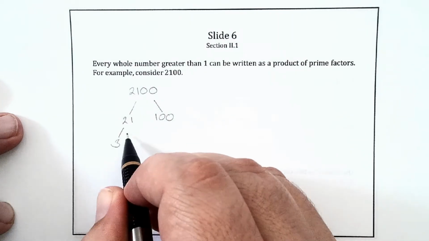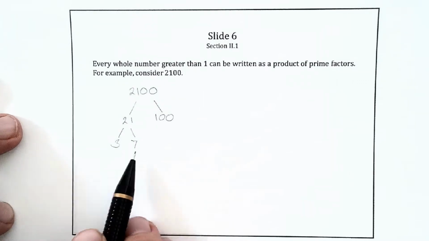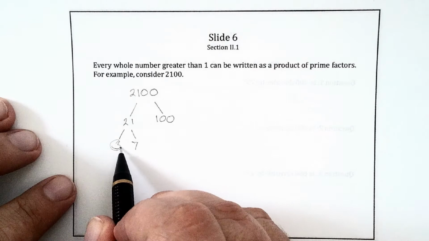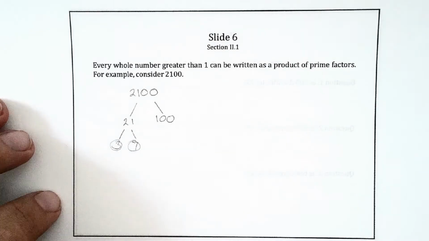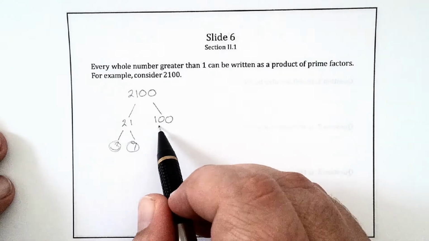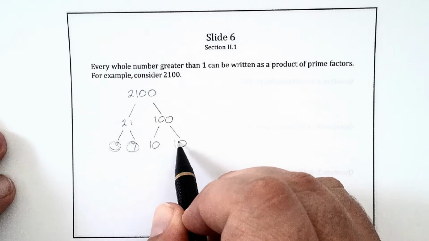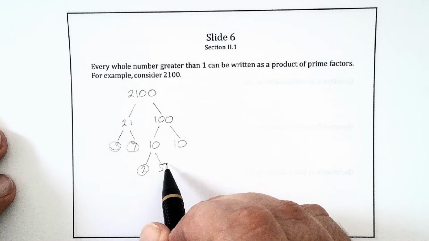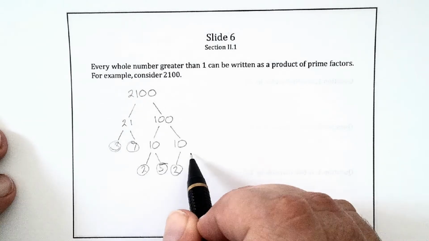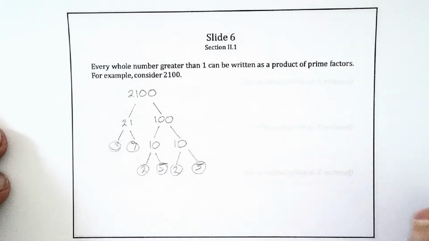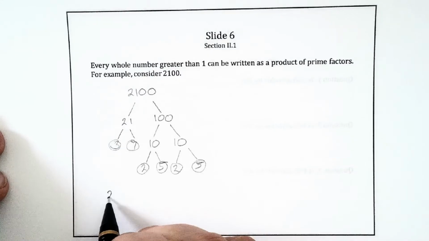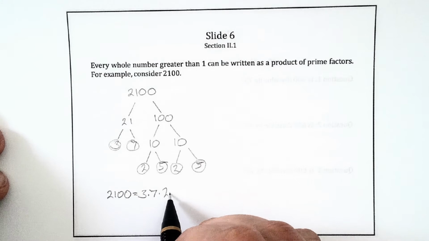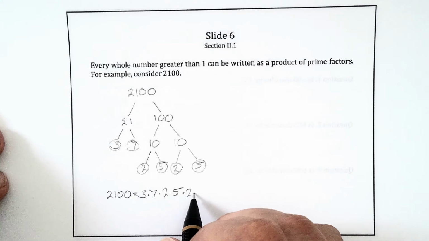21 is 3 times 7. What I'm making here is called a factor tree. 3 and 7 are both prime, so that branch of the tree stops there. 100 is 10 times 10. 10 is composite as well. 10 is 2 times 5. And 2 and 5 are prime. So we end up with 2100 equals 3 times 7 times 2 times 5 times 2 times 5.